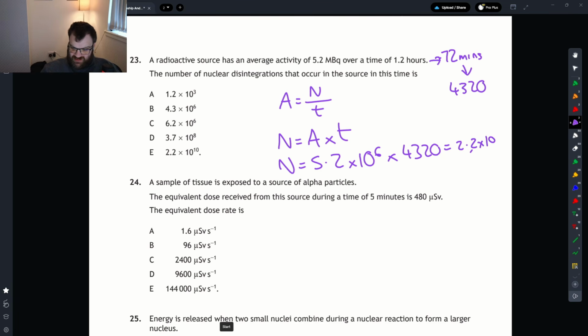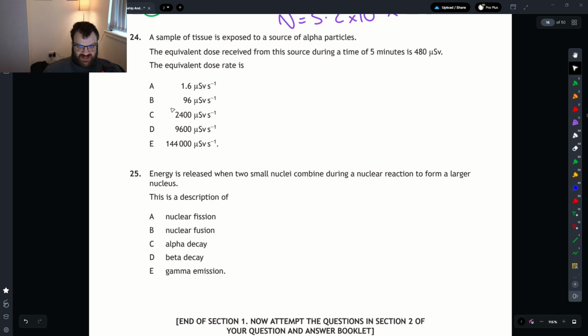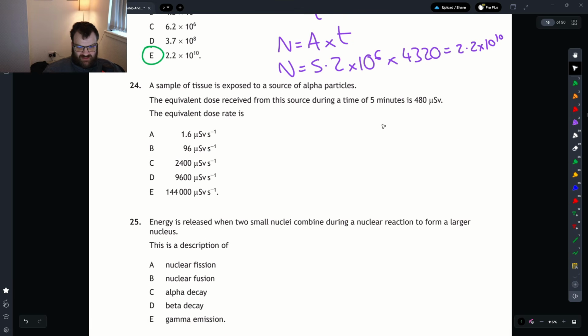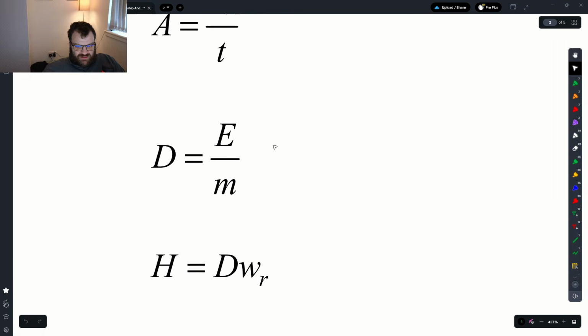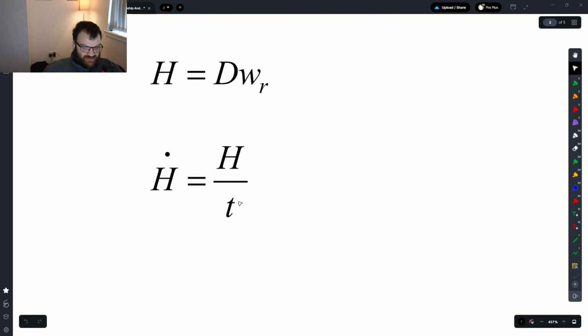2.2 times 10 to the power of 10 gives us an answer of E. I would presume that some of the other ones are if you forget to scale up into mega or do that incorrectly. Maybe if you forgot to do the time thing as well, you'd end up with some of the answers. This one we're talking about equivalent dose rate. So we have activity, absorbed dose, equivalent dose rate.